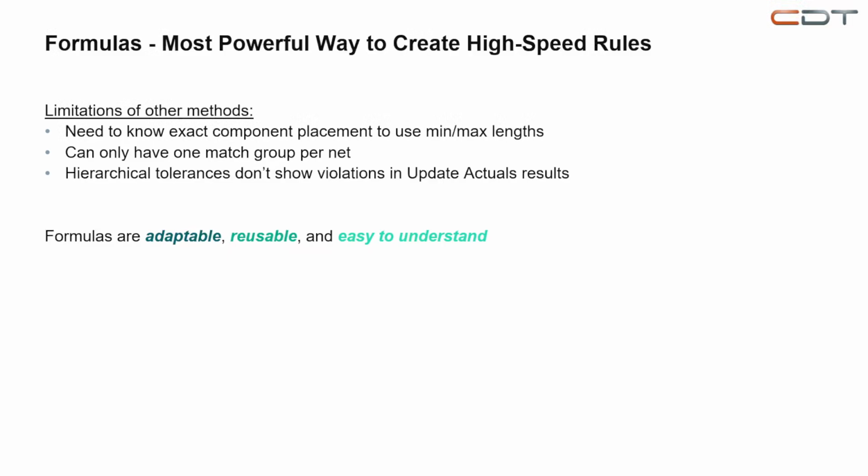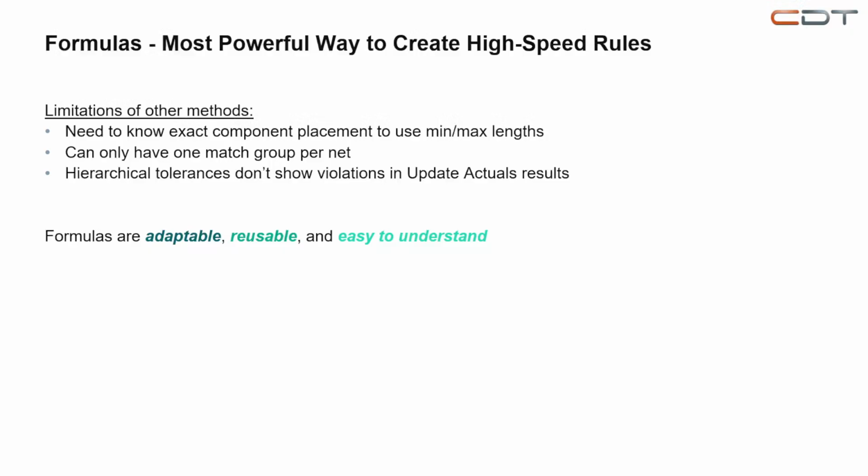In terms of match groups, these are great when you have some sort of skew requirement within a particular group, so within the byte lanes or within the address signals. The problem is you can only have one match group per net. So if you want to constrain your clock signals and constrain the clock to address skew as well as the clock to strobe skew, you can only do one of these things within a match group.